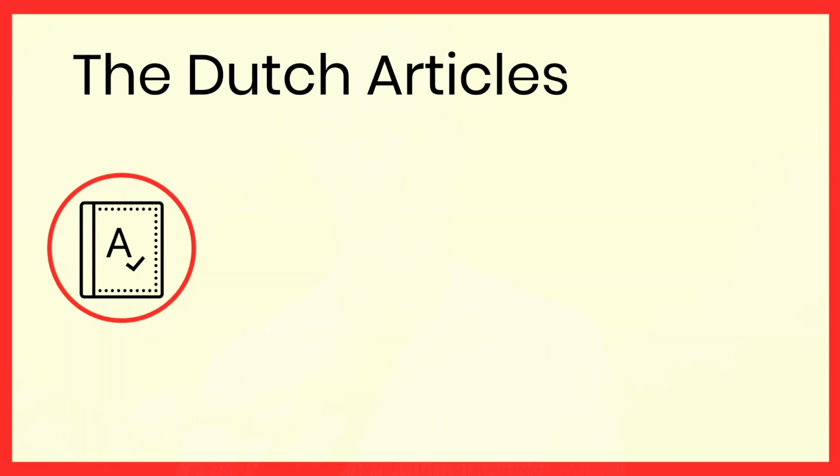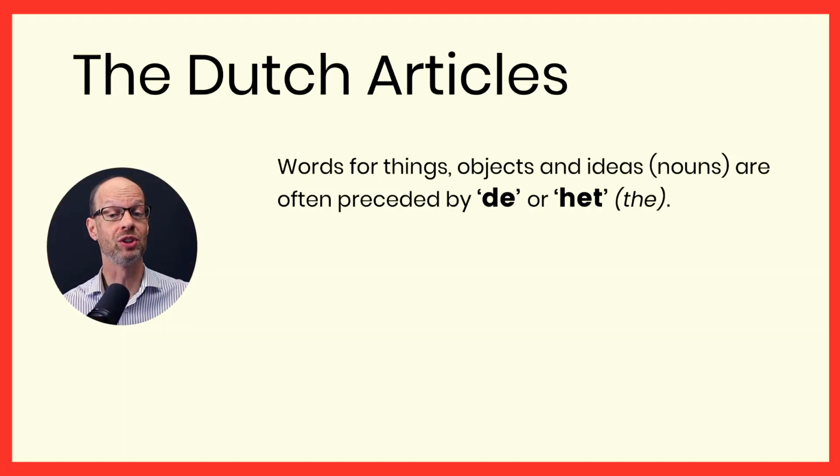So let's get started. Let's talk a little bit about articles, or in this case the Dutch articles, because these are very important for you to know, because you have to learn them with each noun that you learn. So what is an article? So words for things, objects and ideas, these are called nouns, right? And they are often preceded by, in Dutch then, de or het. So in English that is the.